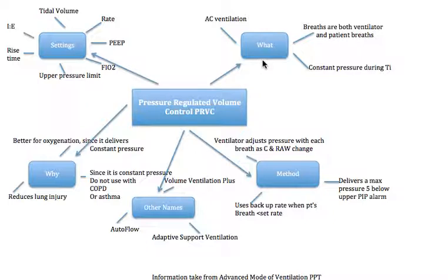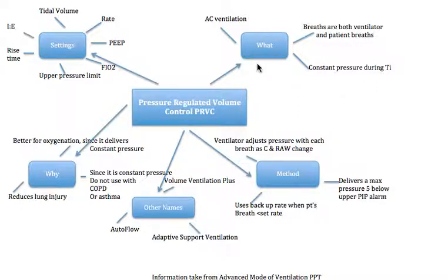So let's go up here to the what. So what is it? It's a form of assist control ventilation. The breaths for it are both ventilator and patient breaths. So it's controlled breaths and it's spontaneous breaths. When it's giving breaths, it's a constant pressure during the inspiratory time. It's a pressure the whole time.